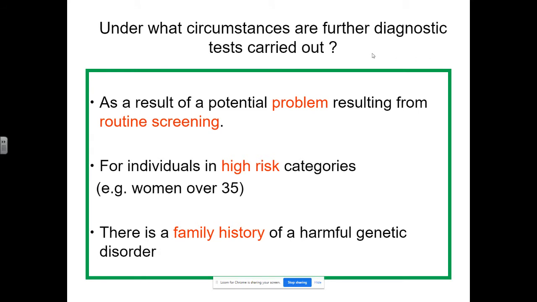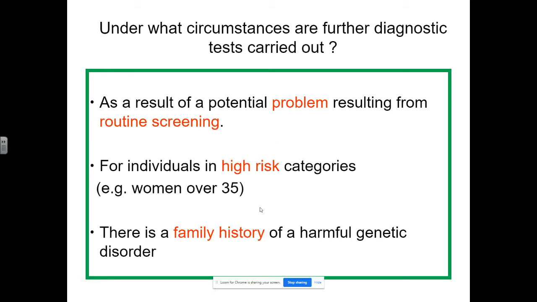Under what circumstances would you carry out further diagnostic tests? As a result of identifying something in the anomaly scan or the biological tests, or if the person is at high risk of having a fetal abnormality, you can do further tests. From the routine screening, something could come up. You could be in a high risk category.